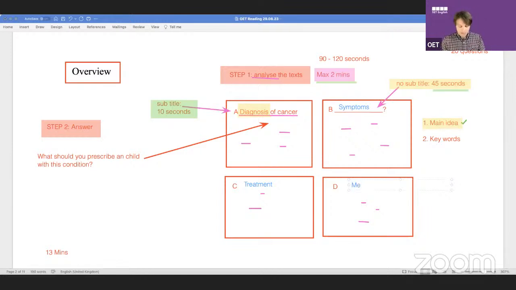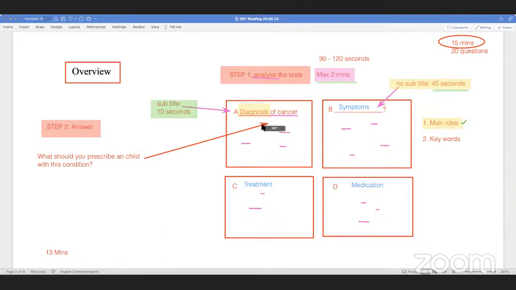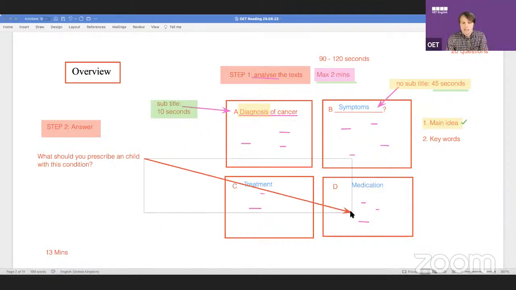Let's go to step 2 now. Step 2. What should you prescribe a child with this condition? Which text am I going to search in? D. CRD, treatment and medication.